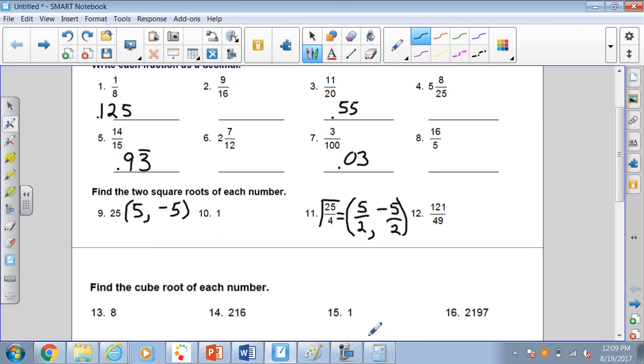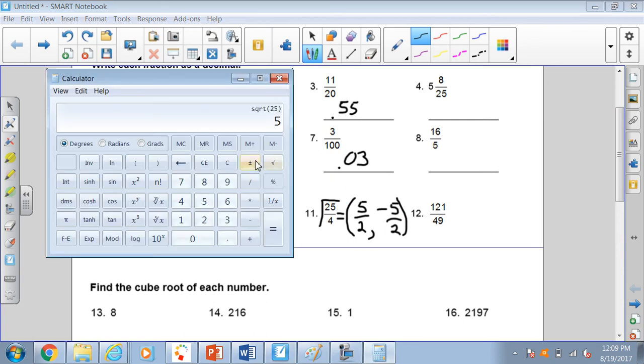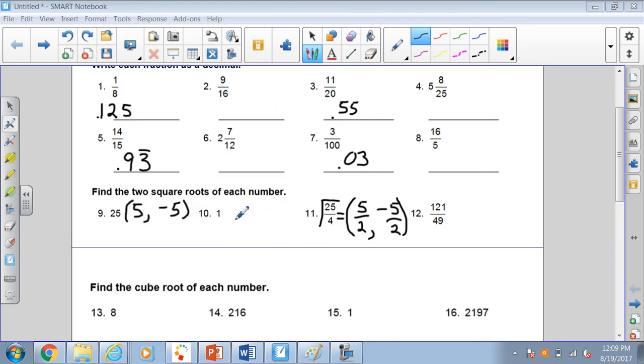And when you think about it in a calculator, the only way you'd be able to figure this one out is one at a time. You'd have to take 25 and get the square root, which would give you 5. And then you'd have to put 4 and put the square root sign, which would give you 2. You can't do both of them in there and get the answer you're looking for. Okay? And I'll let you figure out numbers 10 and 12.